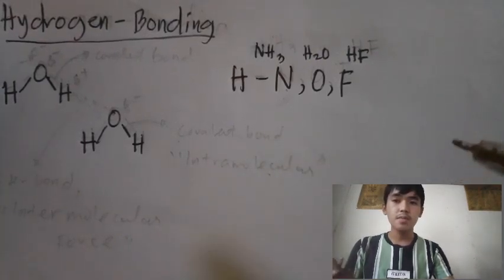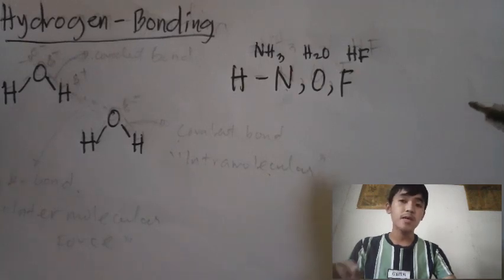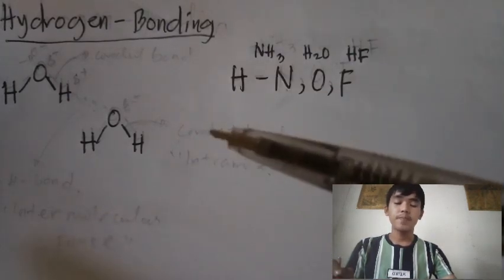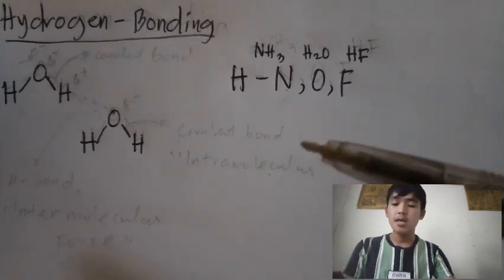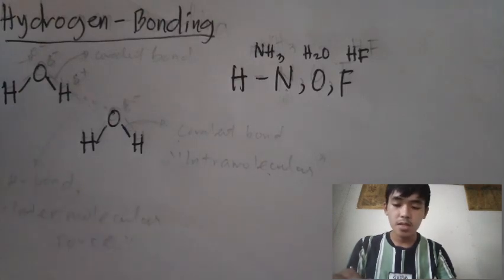Now, when hydrogen bonds with one of these most electronegative elements, they produce more polar bonds, meaning greater dipole interactions, therefore greater dipole-dipole interactions. So let's see the example of two water molecules.